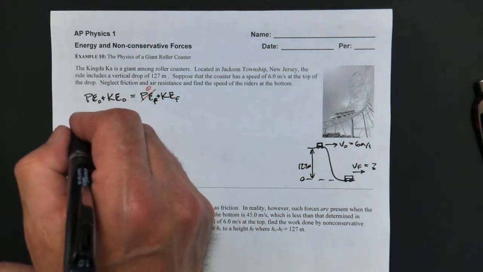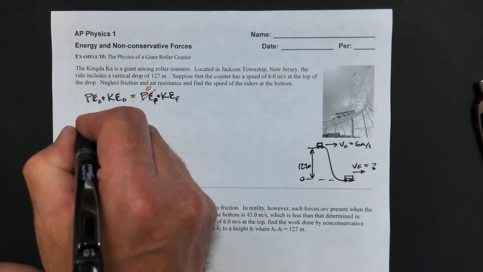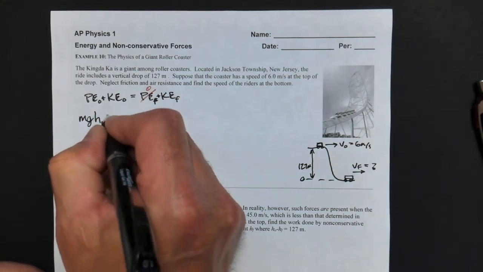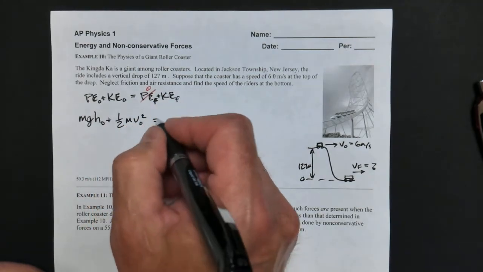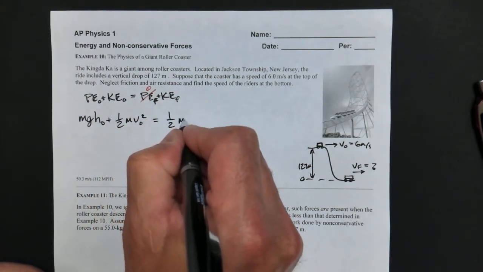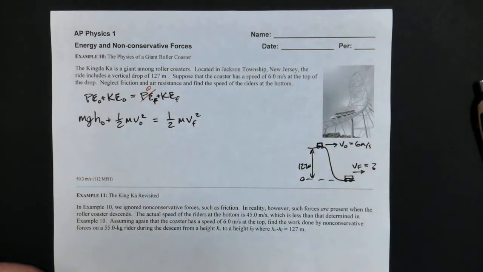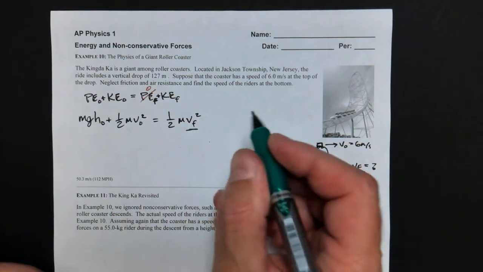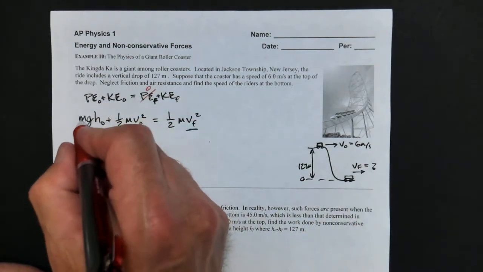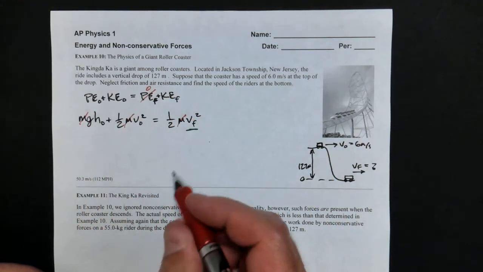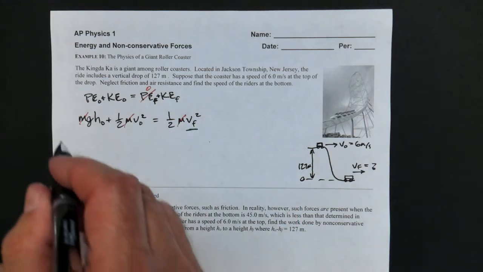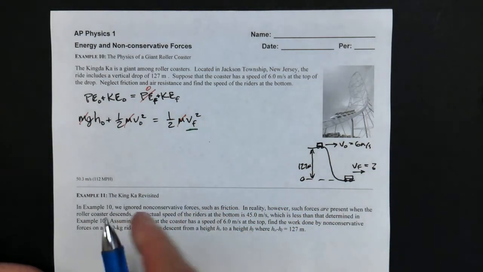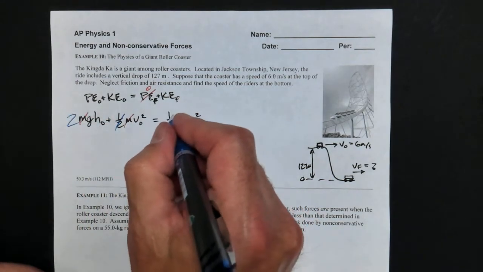We can expand these to show what they actually equal, which is mgh0 plus 1/2 mv0 squared equals just the kinetic energy, 1/2 mv final squared. Now we're trying to find the final velocity here. So let's go ahead and simplify. Everybody brought mass to the party. When we simplify this, I usually multiply the whole thing by 2, so that we end up with something that looks a little bit like this. That goes away, that goes away.